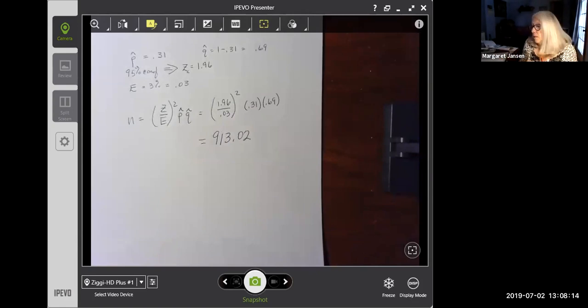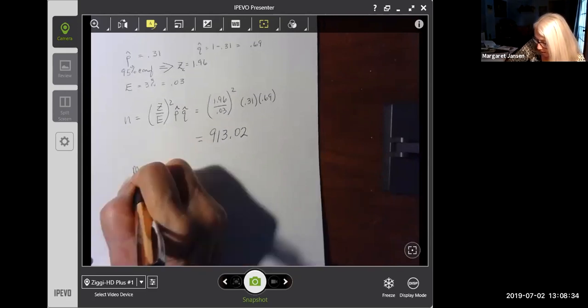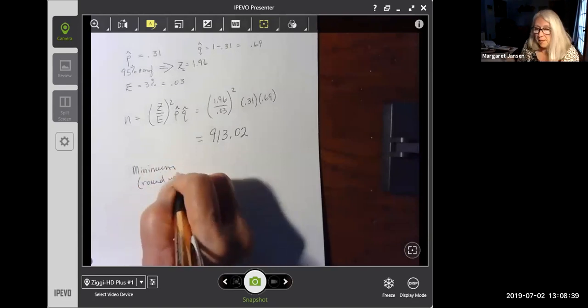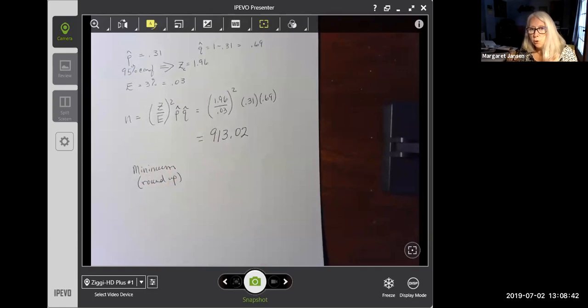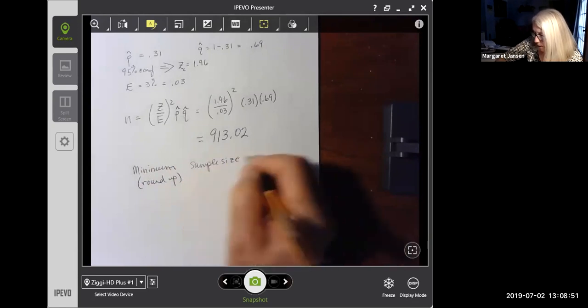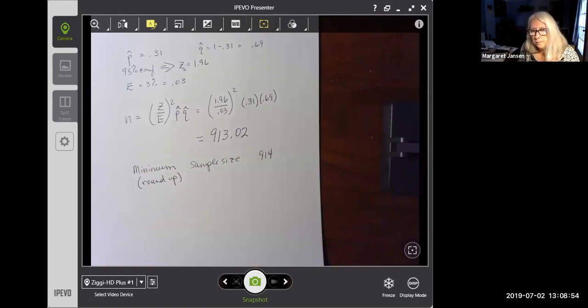Now, n has to be a whole number, right? Because in fact, you can't ask questions of 2/100ths of a person. And you are tempted to use the arithmetic rounding rule of going to the nearest whole number. But the word that we used was minimum sample size. Minimum means you must round up. Unless it turns out to be an actual whole number, you round up. So my minimum sample size here is 914.